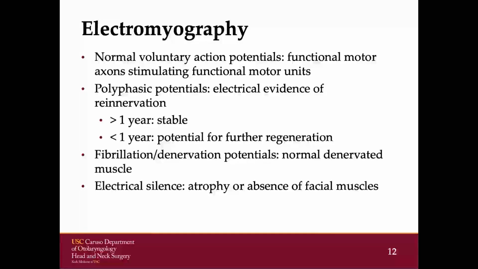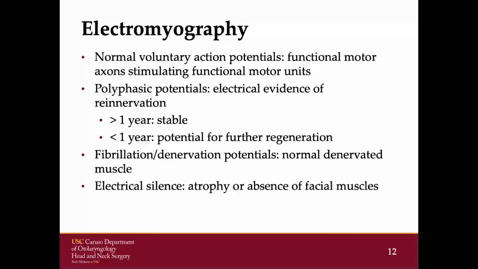And then the second is polyphasic potential, which is electrical evidence of reinnervation, even in the setting of no physical evidence of reinnervation. Within a year, this finding implies that there's a potential for further regeneration, and beyond the year, it's considered stable. So if you are considering a procedure for a patient within a year, observation may be prudent because there may be further regeneration, and the patient's facial nerve function may not be indicative of their final ability.